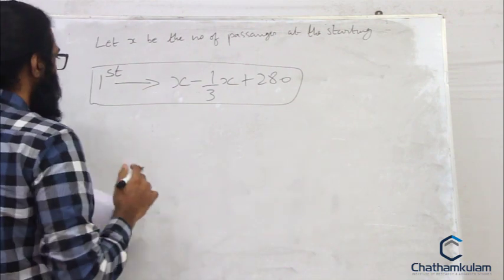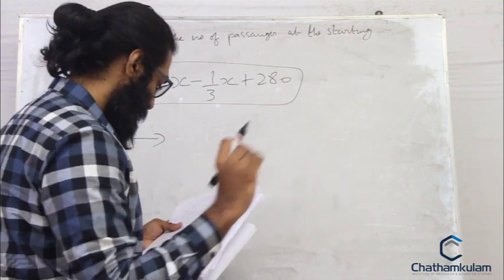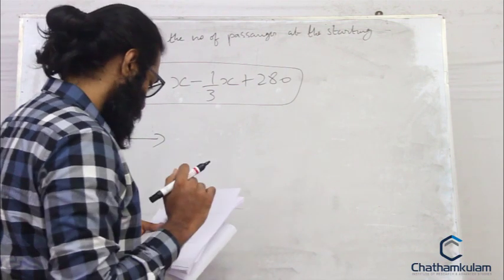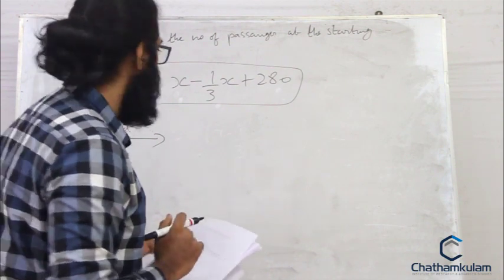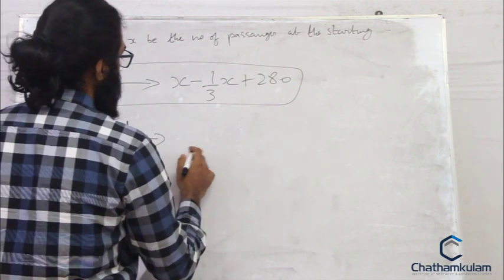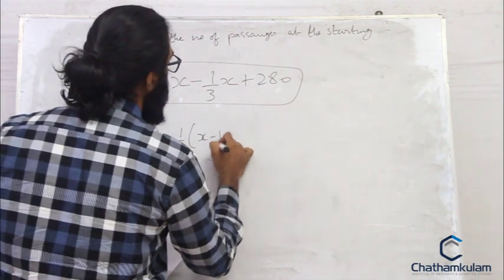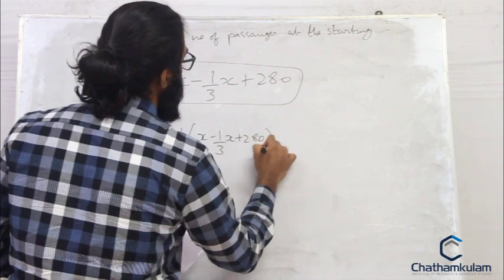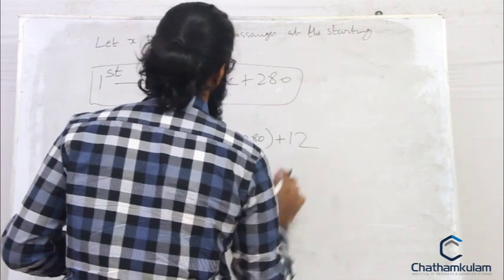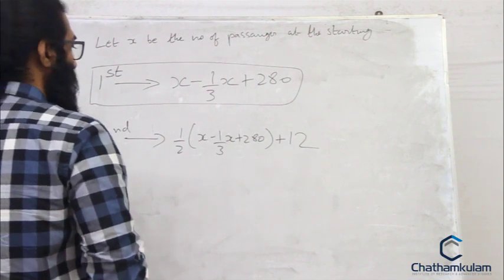Okay, so what is given in the second station? In the second station, it is given that it drops half of the passengers but takes in 12 passengers, right? Half of the passengers were dropped, right? So in the second station, the number of people will be half of x minus 1 by 3x plus 280, plus 12 persons boarded, right? So plus 12. On arriving in the third station, it is found to have 248 passengers.